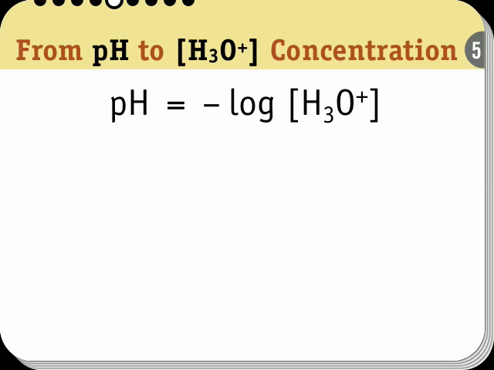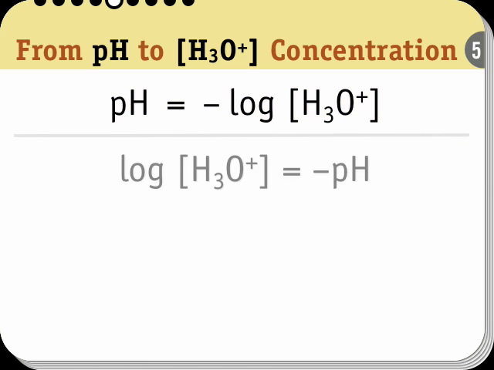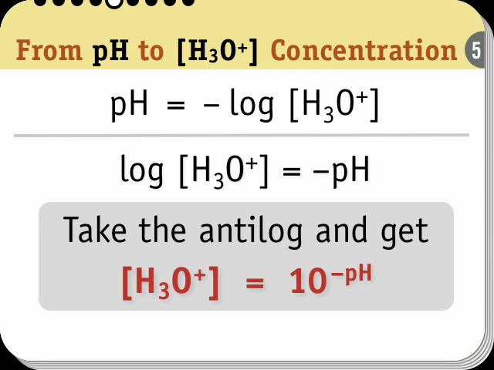In previous slides, you've seen how to find the pH from the hydronium ion concentration. But how do we go the other way? How do we go from the pH to the hydronium ion concentration? Recall again that the pH is the negative of the base 10 log of the hydronium ion concentration. We can write that another way. The logarithm of the hydronium ion concentration is equal to minus the pH. If we take the anti-log of both sides, we find that the hydronium ion concentration is equal to 10 to the minus pH power.